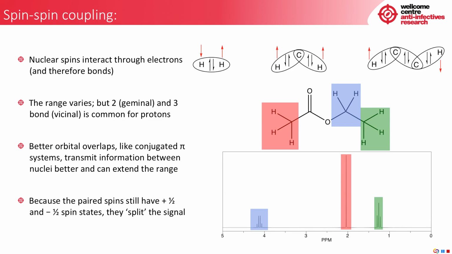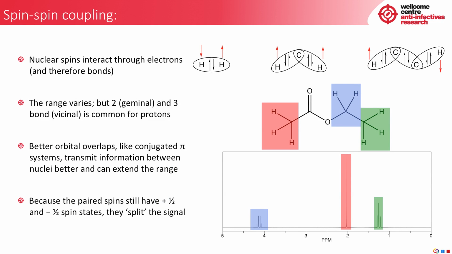So this seems like a good time to mention spin-spin coupling. Spin-half nuclei within a certain range can interact with each other, and this happens through electrons and therefore through bonds. To give you a quick example of what that looks like, here we have a hydrogen molecule, and in the absence of any magnetic field, we can see that these actually prefer to be in an anti-parallel spin state, because this allows them to spin pair with the electrons on each side of the bond better.